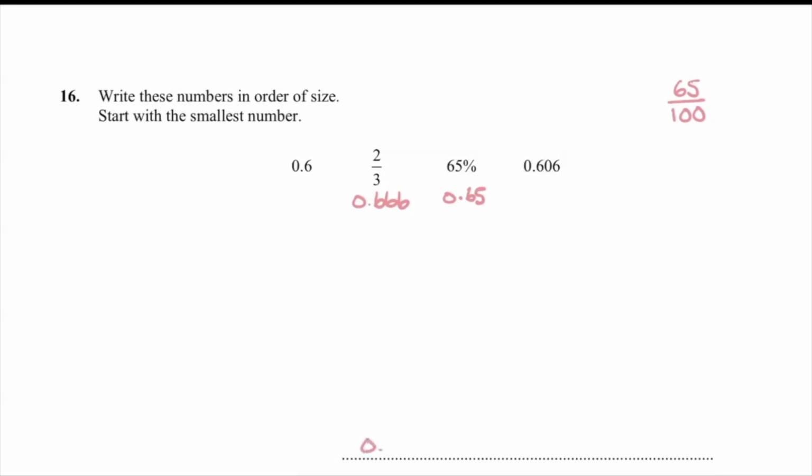0.6 is the smallest, followed by 0.606, then it's 65%, and then it's your 2/3. Now, if you are someone that doesn't have that information just stored as knowledge, and a lot of people don't, how are you going to change that into its decimal?